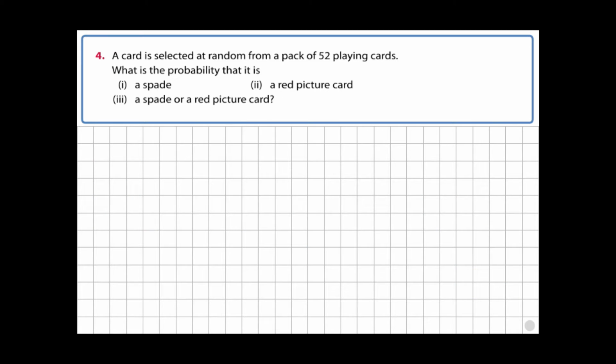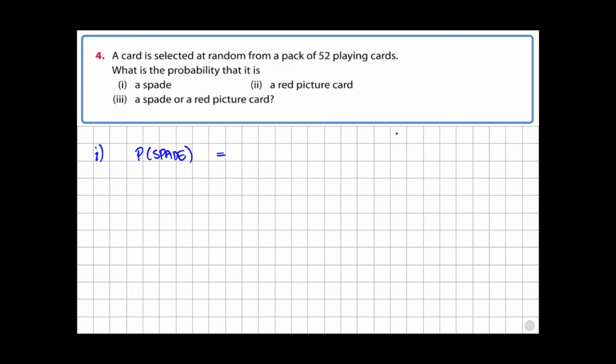We'll get on there and do question 4. A card is selected at random from a pack of 52 cards. What's the probability that it'll be a spade? So the probability of it being a spade, it's selected at random. How many spades are there in a pack? So you need to know how many cards there are in a pack.